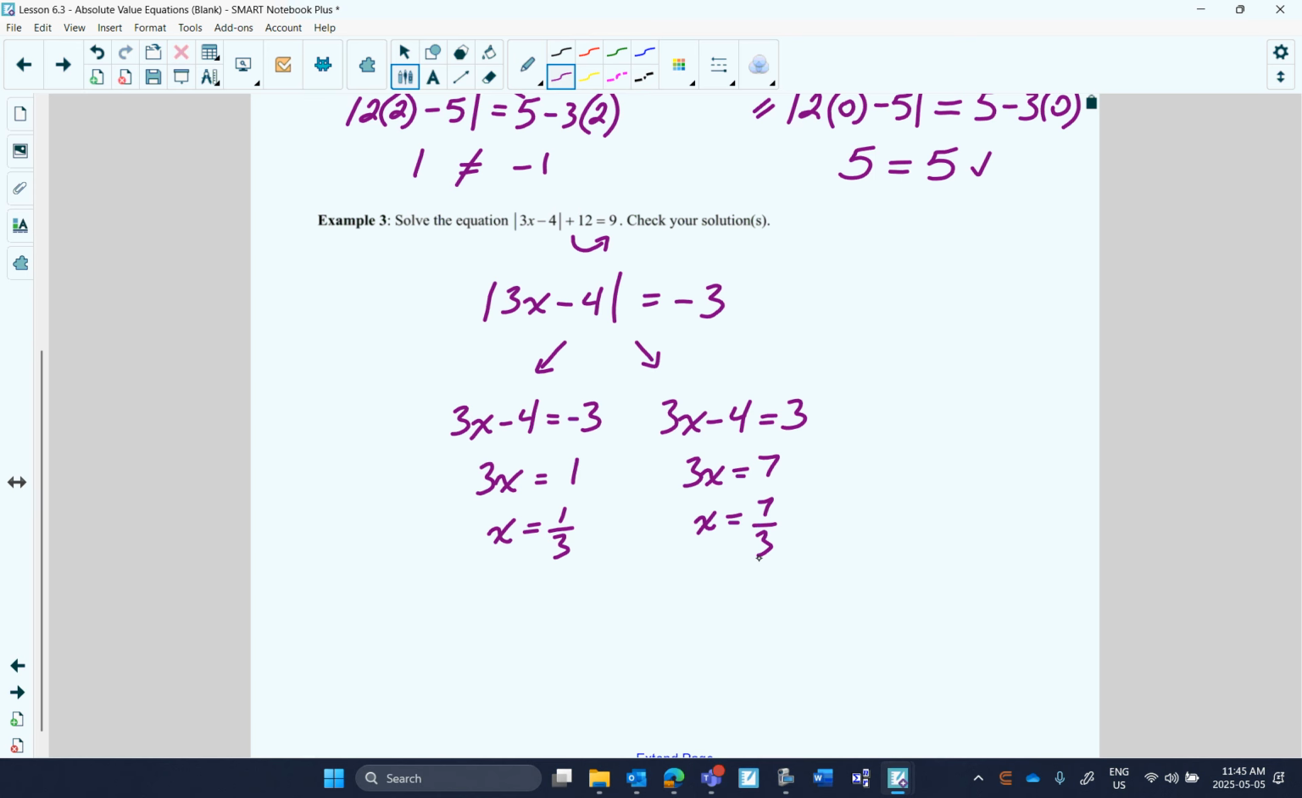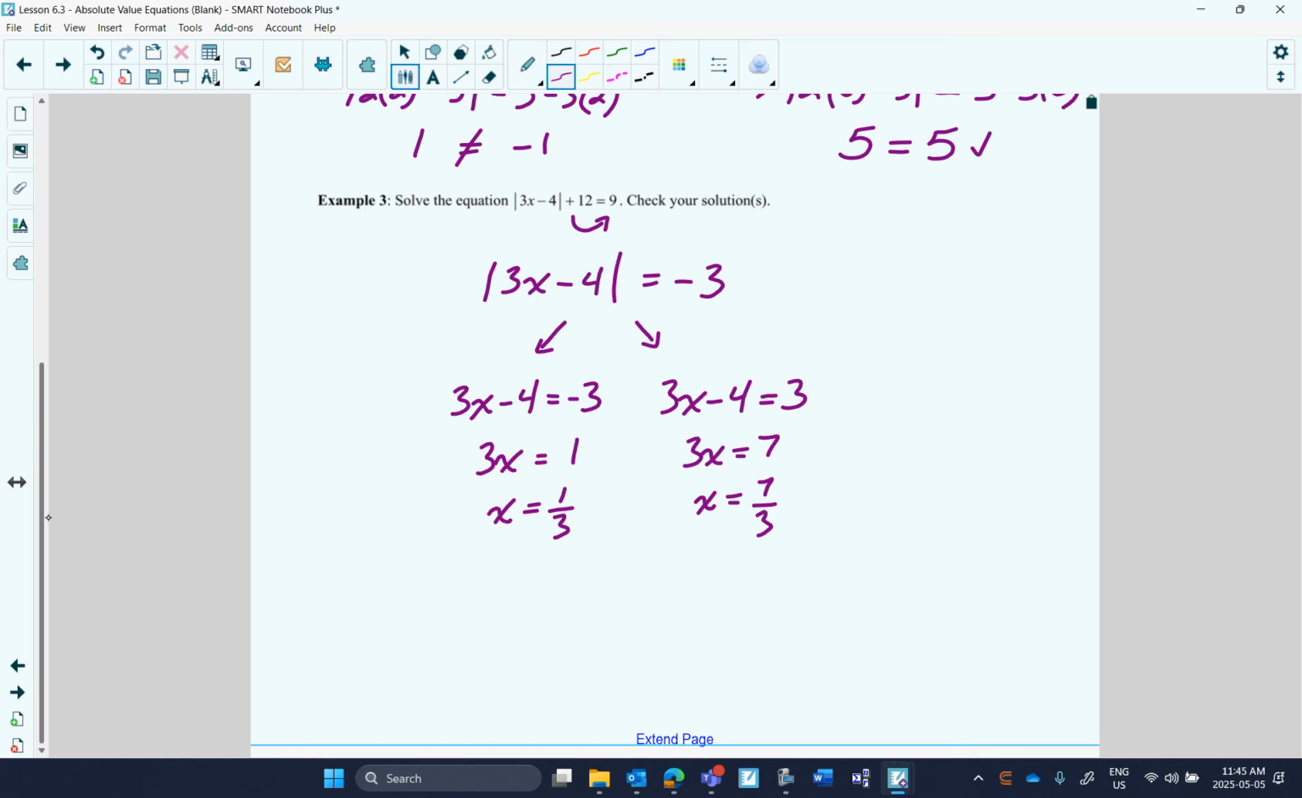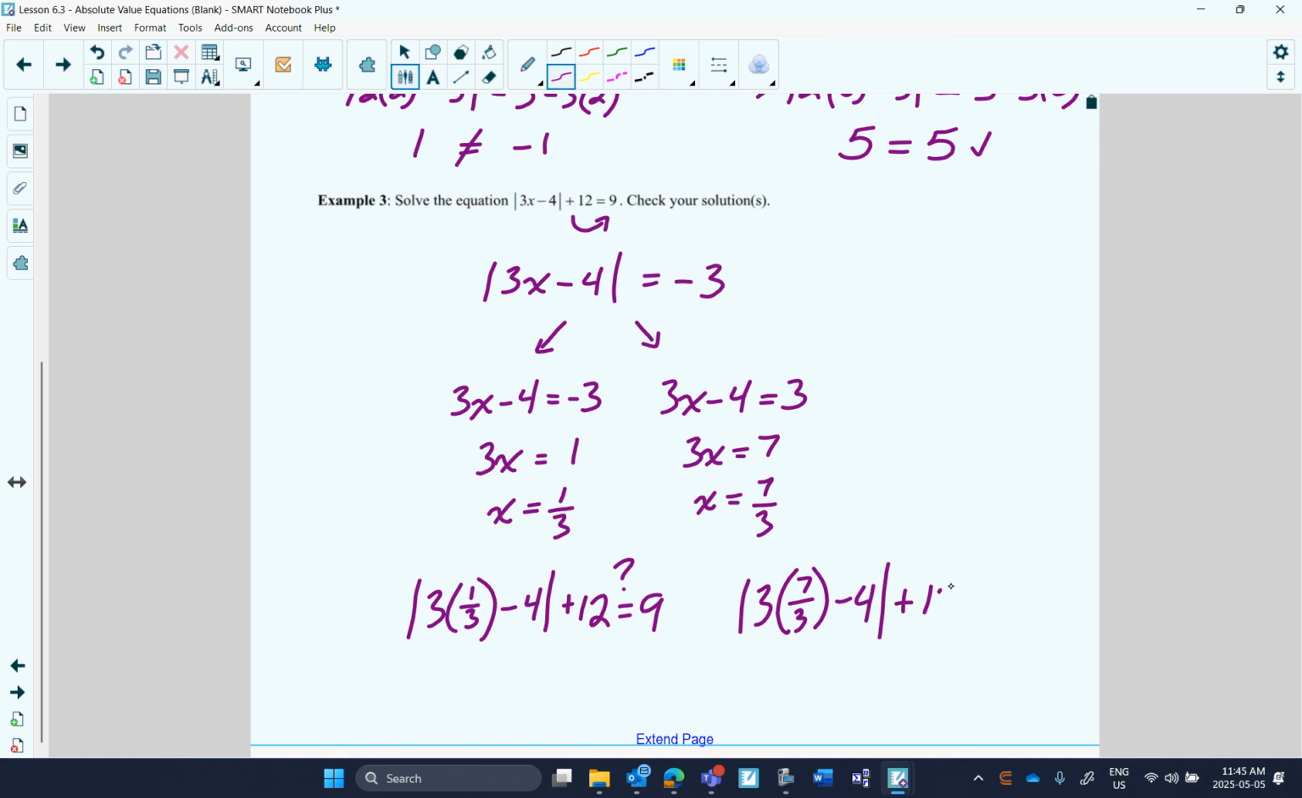So I got 2 answers, but remember, I have to check them. And remember what I said, I think there's no solution. So if we check this, we get 3 times 1/3 minus 4, take the absolute value, add 12, and does that work out to 9? And then I got to check whether 3 times 7/3 minus 4, take the absolute value, plus 12 equals 9.